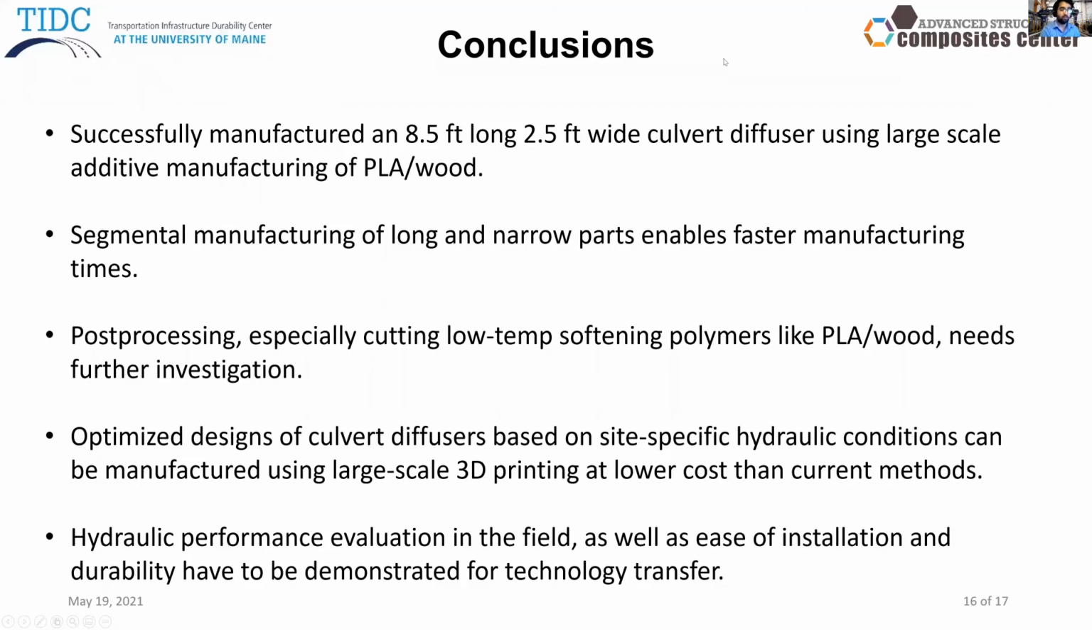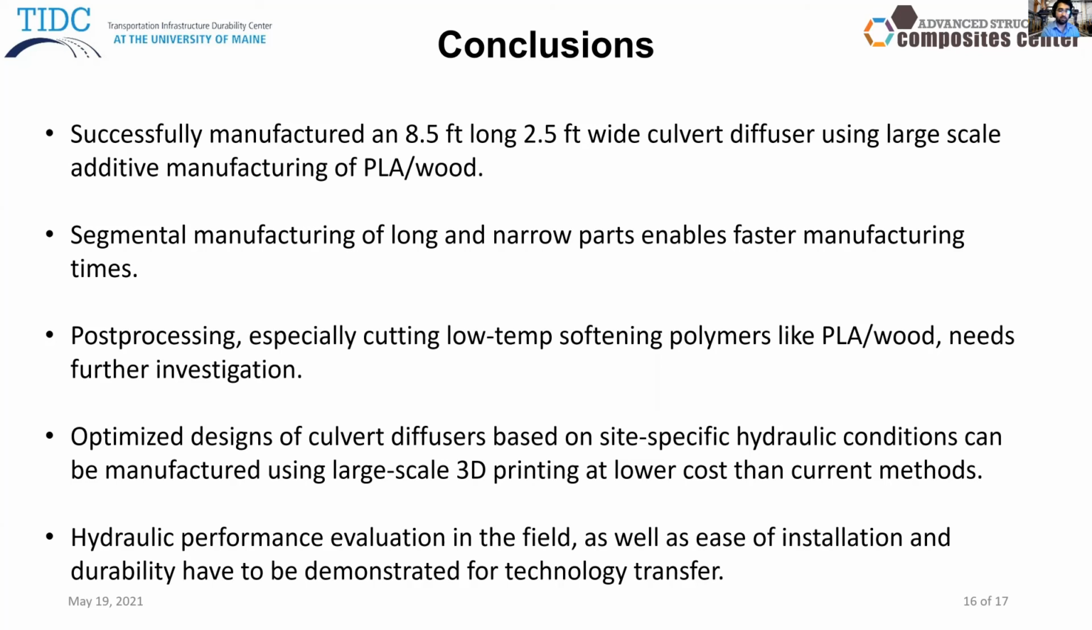Conclusions. We successfully manufactured an 8.5 feet long, 2.5 feet wide Culvert diffuser using large-scale additive manufacturing of PLA wood. Segmental manufacturing of long and narrow parts enables faster manufacturing times. Post-processing, especially cutting low-temp softening polymers like PLA wood, needs further investigation. Optimized design of Culvert diffusers based on site-specific hydraulic condition can be manufactured using large-scale 3D printing at lower cost than other current methods.